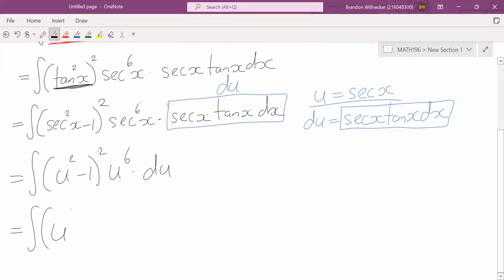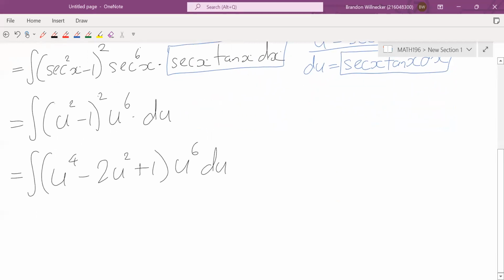That's not bad. We can expand that out. So that would be u squared squared. So that's u to the 4 minus 2u squared plus 1. And we still have the u to the 6 on the outside. Okay, so what we need to do now is distribute this u to the 6 inside. So we have the integral of u to the 10 minus 2u to the 8 plus u to the 6 du.